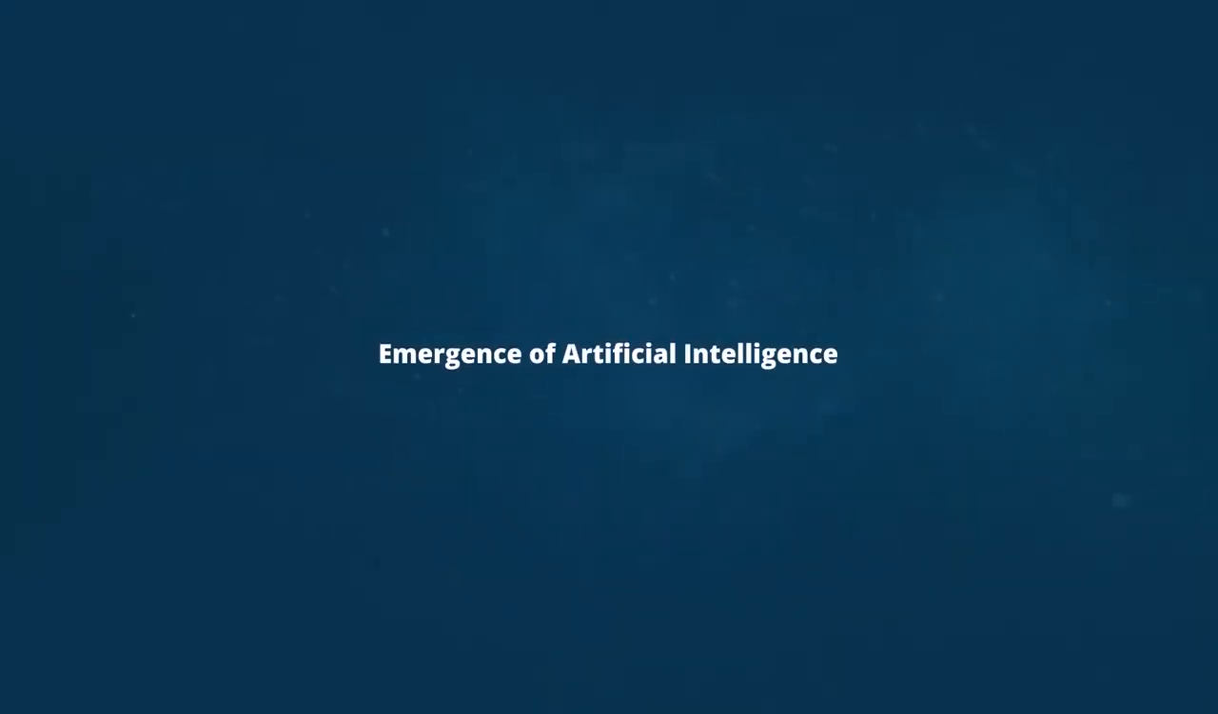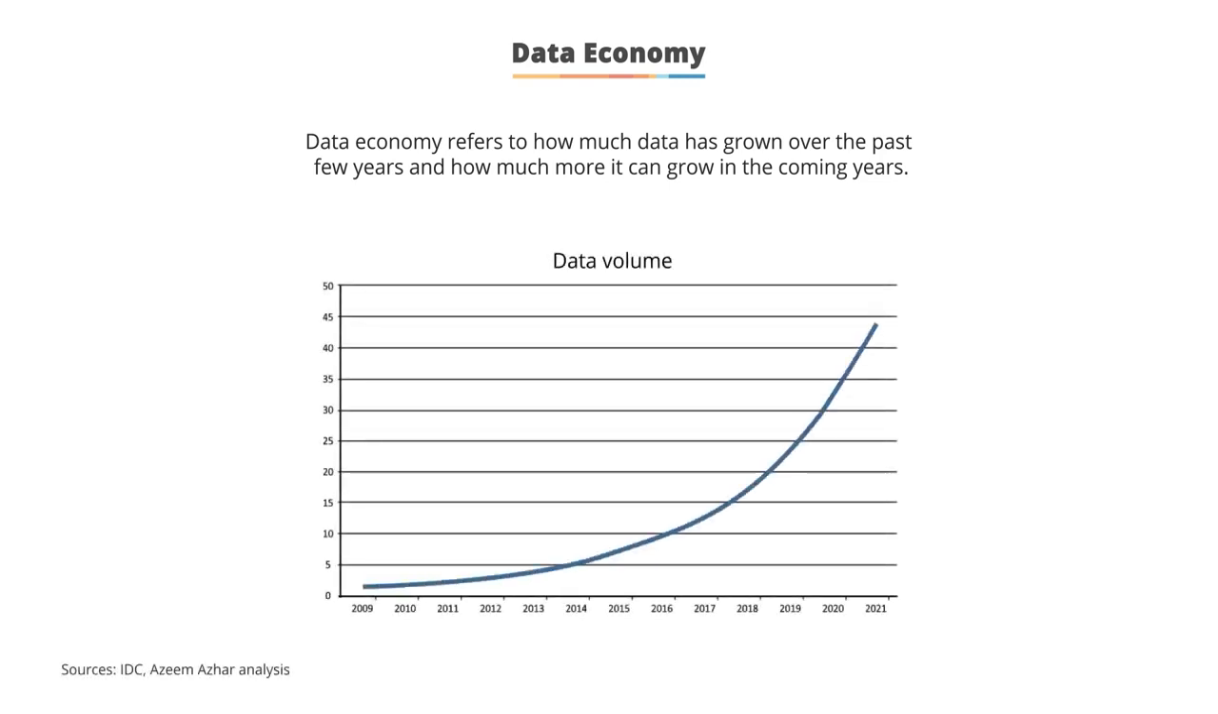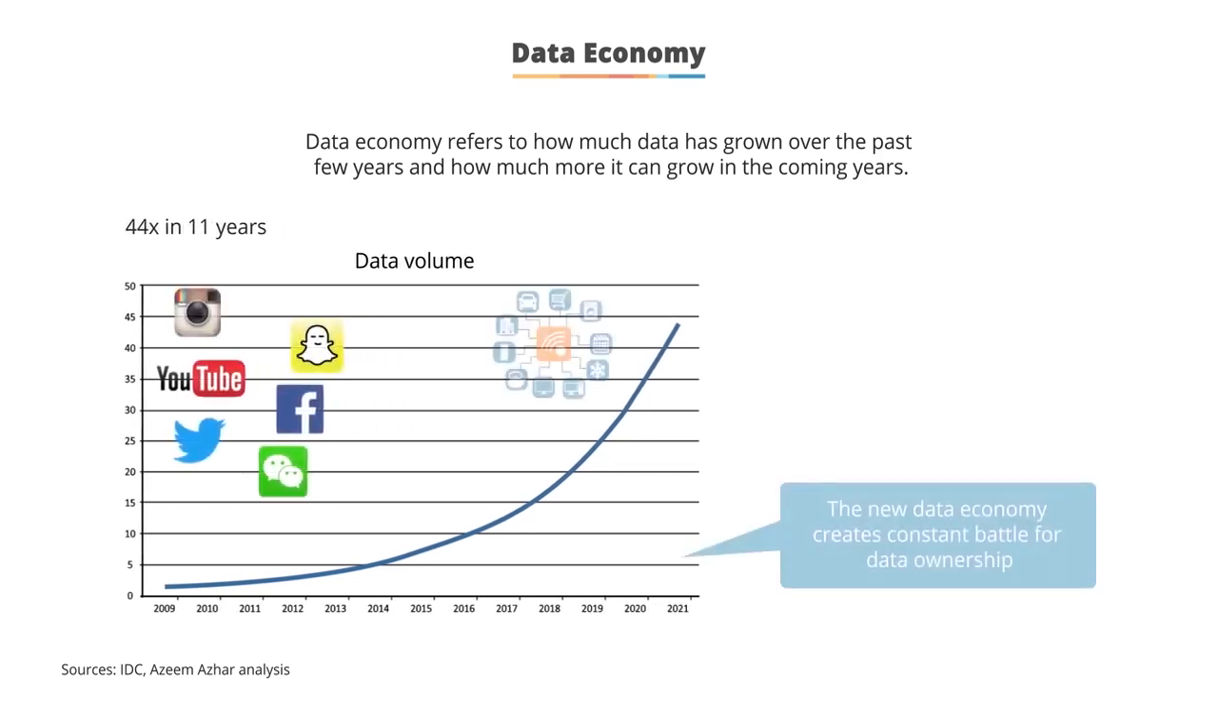Let's understand how the field of artificial intelligence emerged. Let's first understand the reason behind the emergence of AI. Data economy is one of the factors behind the emergence of AI. It refers to how much data has grown over the past few years and how much more it can grow in the coming years. When you look at this graph, you can clearly understand how the volume of data has grown. You can see that since 2009, the data volume has increased by 44 times with the help of social websites. The explosion of data has given rise to a new economy, and there is a constant battle for ownership of data between companies to derive benefits from it.